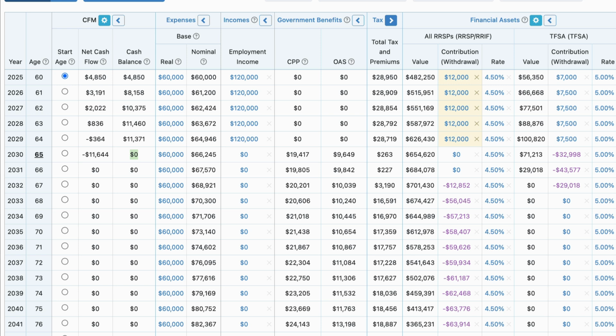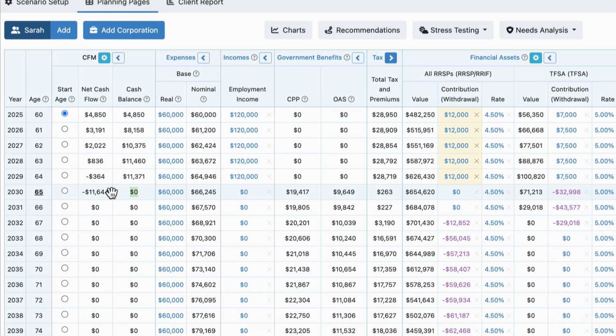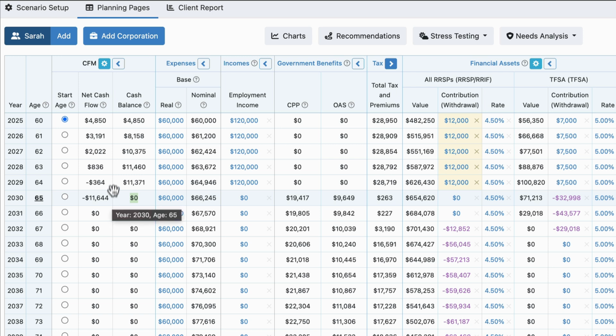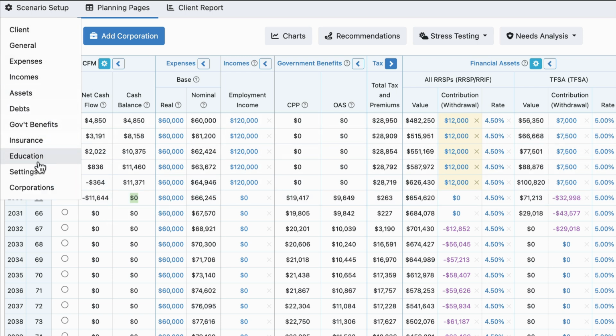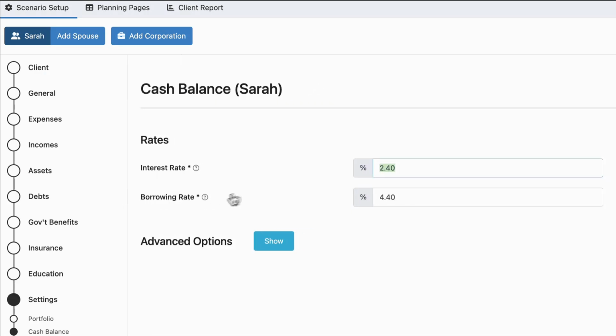However, as soon as she needs funds, Snap will first use up her cash balance before drawing from her financial assets. You have control over the interest and borrowing rates for this account. In Scenario Setup, Settings, Cash Balance, you can set your own rates. By default, Snap uses the projection assumption guidelines, which are updated annually. Hopefully this clarifies your questions.